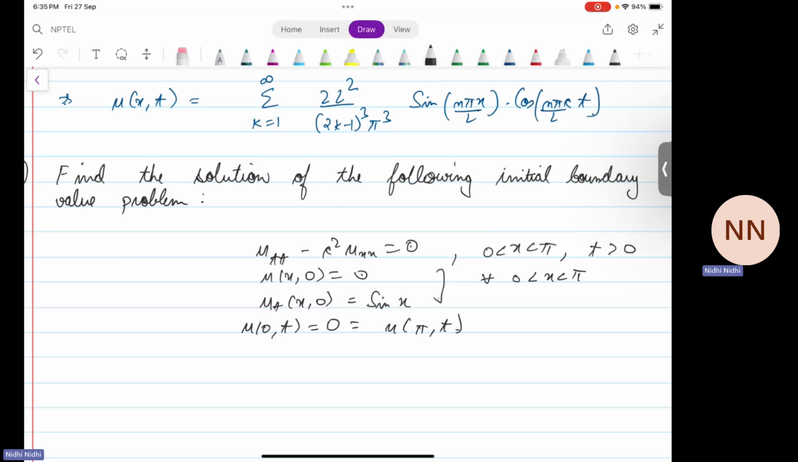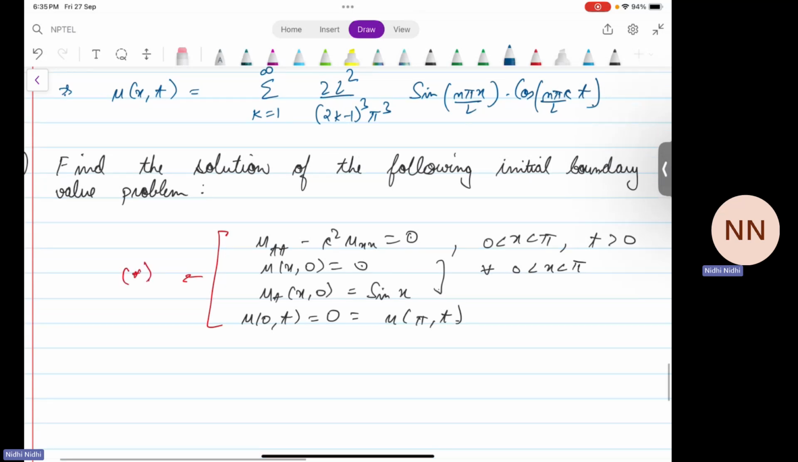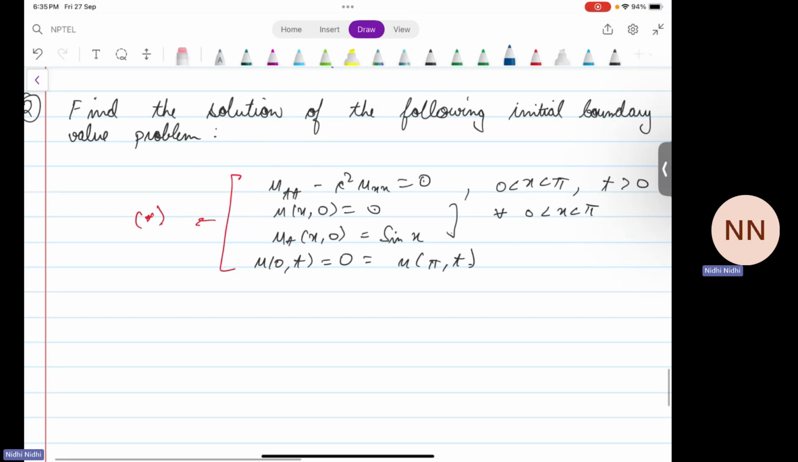Initially it is at rest. It is tied fixed at both the ends, and at time t equals 0 it is not at rest. In fact, its motion can be expressed by the function sin x. So let's mark this as star. Again, we'll be using separation of variables to solve this.